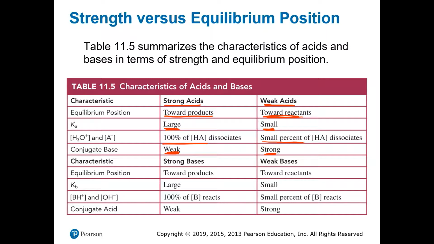At the bottom of the chart, we can also see similar properties for strong bases and weak bases, but here they're characterized by a Kb value rather than a Ka value. This acts mostly the same as Ka, but we're not going to get into the details of how Kb works in this course.